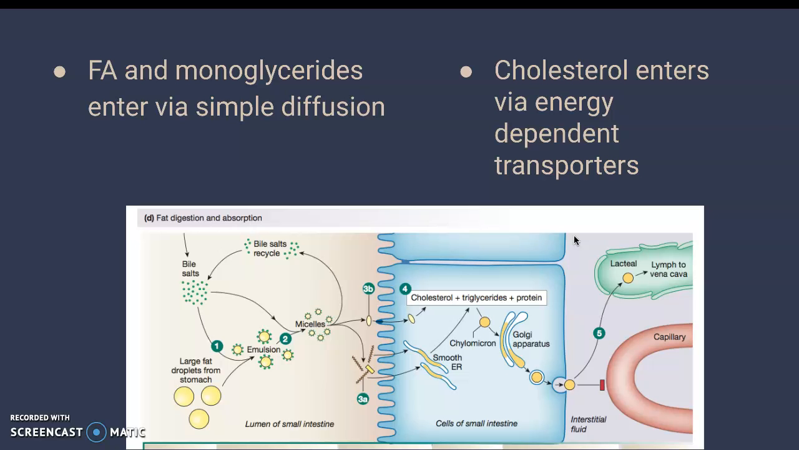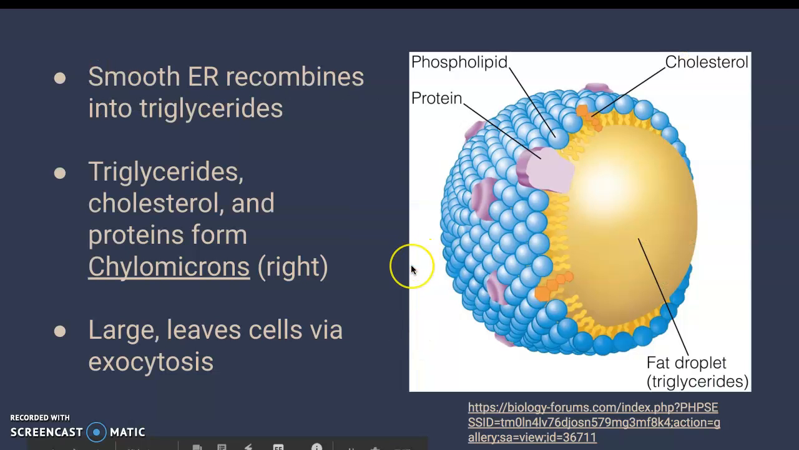You see here the cholesterol and triglycerides and protein are all congregated in here. The way that we get triglycerides, once the free fatty acids and monoglycerides move into the cell, they go to the smooth endoplasmic reticulum, and here is where they're recombined into their initial triglycerides. After that, the triglycerides are packaged with the cholesterol and the proteins, and these form large droplets of fat called chylomicrons. And you see right here a picture of the chylomicrons.